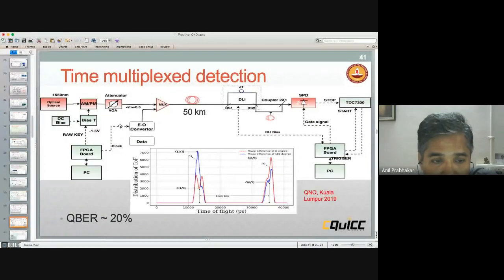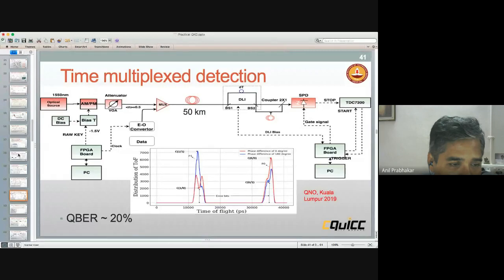The other way to do it is time multiplexed detection. And what I tell you is that we always wanted to use a single photon detector. So we put an extra delay line out here. And then we time multiplex the two together so that we have one detector with the same characteristics and we don't have any bias, right? I won't spend too much time on this data. But again, out here, we got 20% bit error rate.